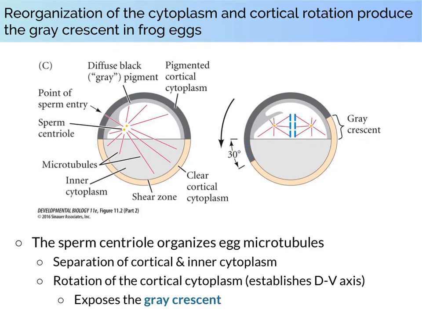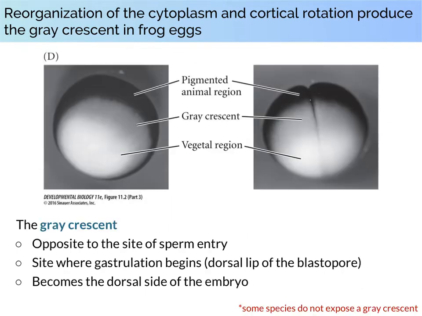The movement of the cortical cytoplasm sometimes exposes a region of the inner cytoplasm that appears gray, and so that's known as the gray crescent, and that is located directly opposite to the site of sperm entry. This gray crescent is important because this is the region where gastrulation will commence.